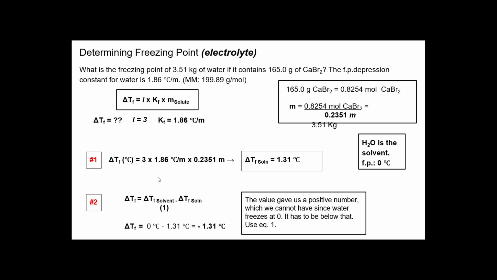So the freezing point depression constant for water is 1.86. That's the solvent. So in this case, let's take a look at what we have here. We don't know what the delta T is. We have i equals 3 because this dissociates into 3.